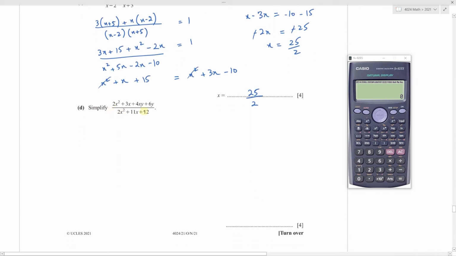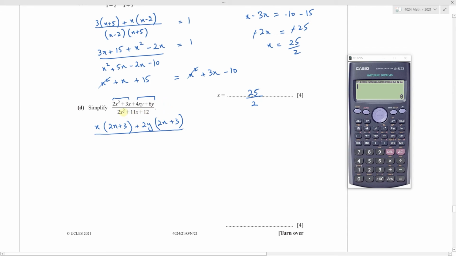Part D is simplify this expression. So in the numerator, from the first two values, I will take x common. I will be left with 2x plus 3. From the next two values, I'll take 2 is common and then y is common. So I'm left with 2x here or xy, and then I'm left with 3 here.